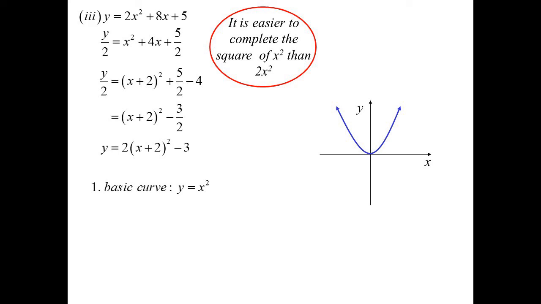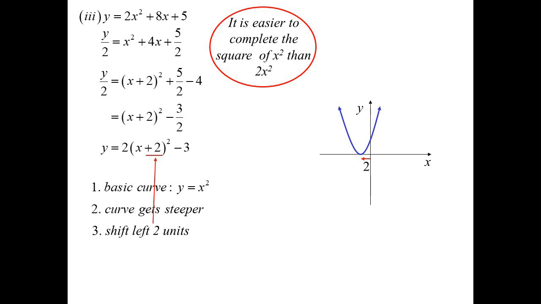Now this 2 out the front, we'll look at this in a bit more detail later, but that will basically make our curve steeper, because y equals 2x squared rather than x squared. Now grouped with the x, so we shift it left 2 units, slide it across, but we'll shift it down 3 units. And so there's our new parabola.